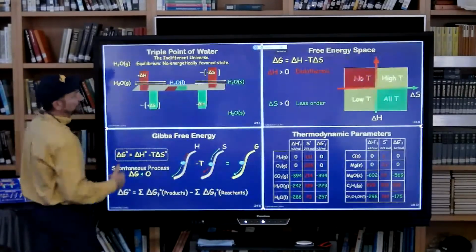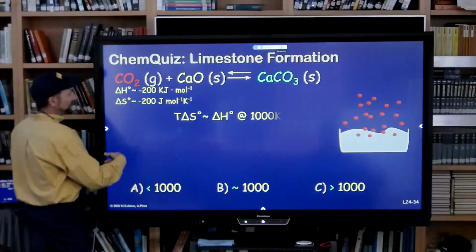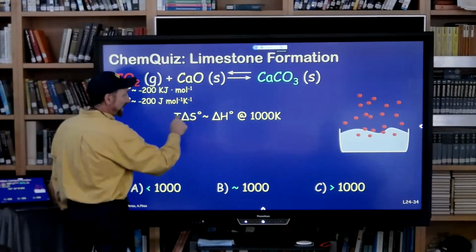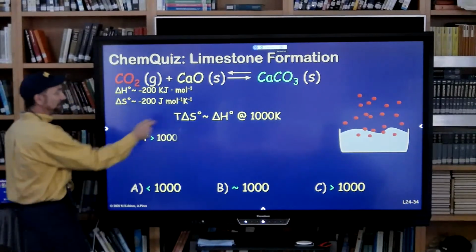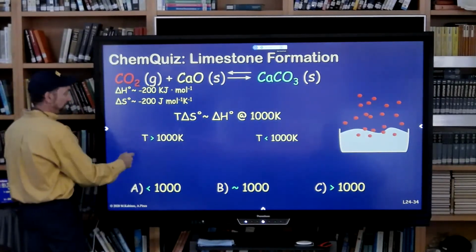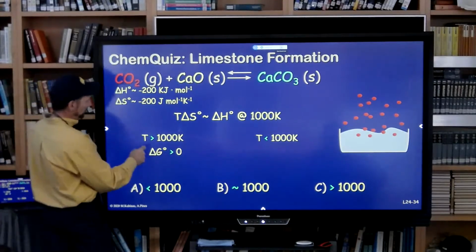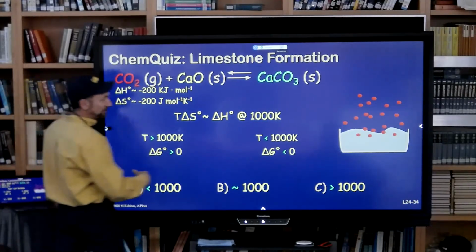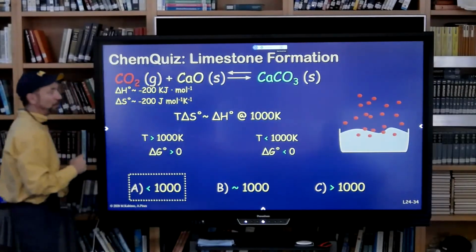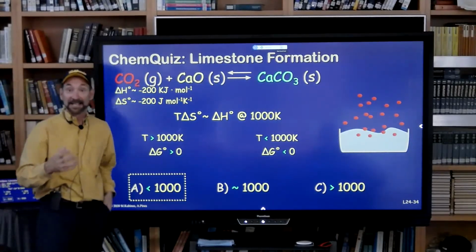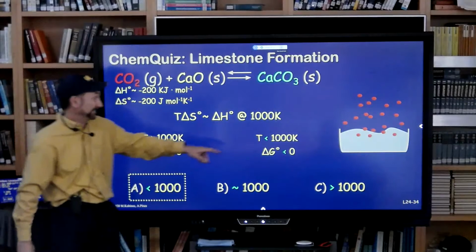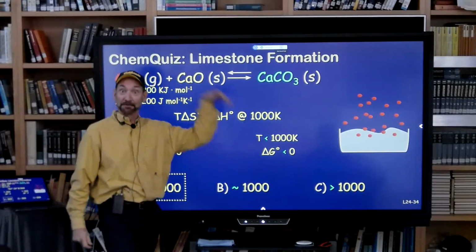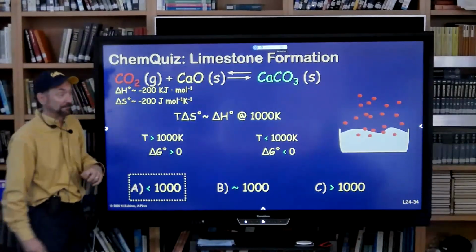So here are those explanations, and we understand that T delta S and delta H are around the same at 1,000 K. At temperatures greater than 1,000 K, delta G is positive. That's not a spontaneous condition. I have to go to low temperatures, below 1,000. And again, low is relative. 1,000 Kelvin is the cutoff where it goes from free energy positive to free energy negative.